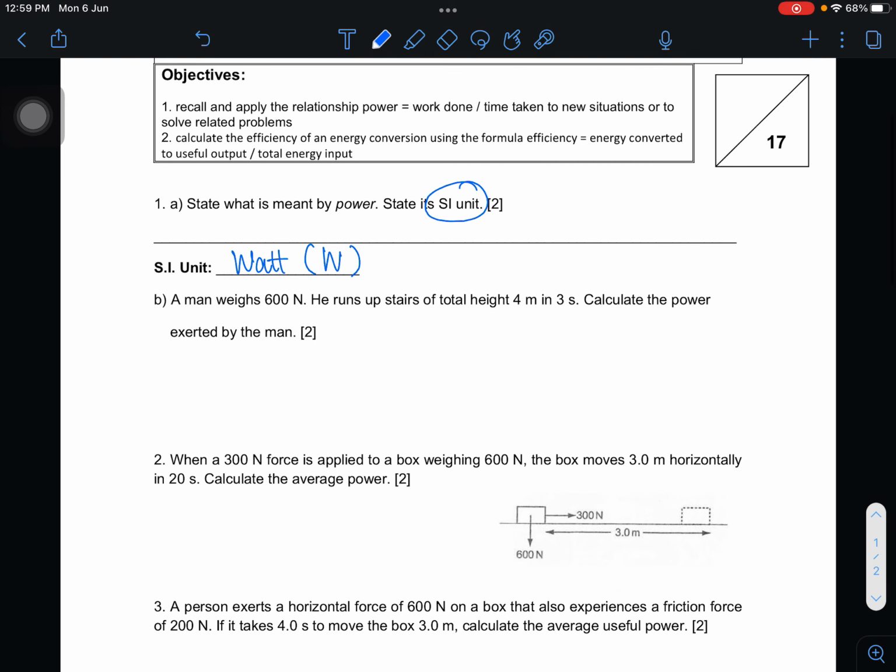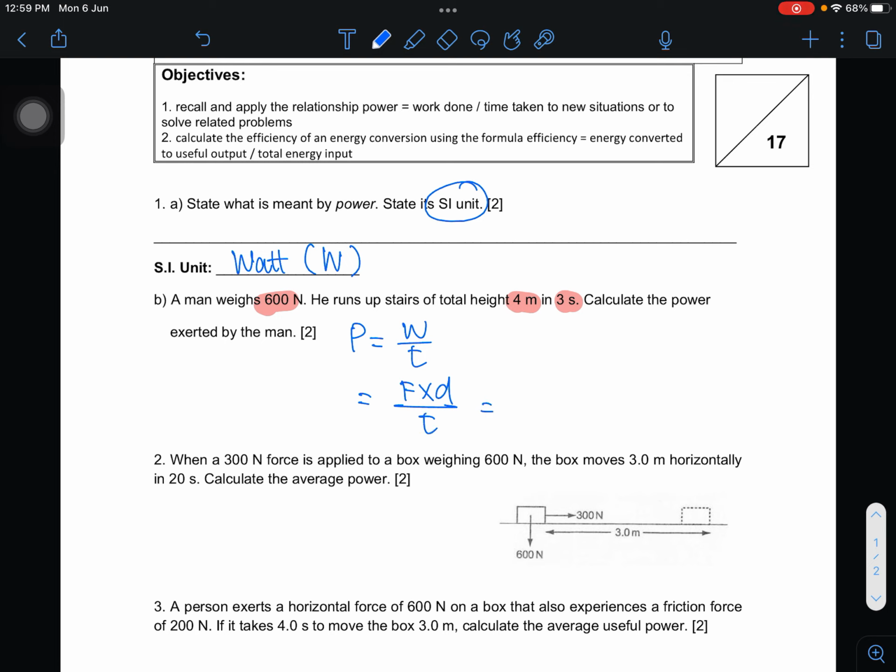Okay, B. A man weighs 600 Newton. He runs up stairs of total height 4 meters in 3 seconds. So calculate power. So power equals to work done over time. All right. So work done is what? This is the kind of formula that I need you all to be very good at. Okay, you need to put a formula within a formula. Remember the formula for work done? Energy equals force applied multiplied by distance moved in the direction of force, right? Force times d over time.